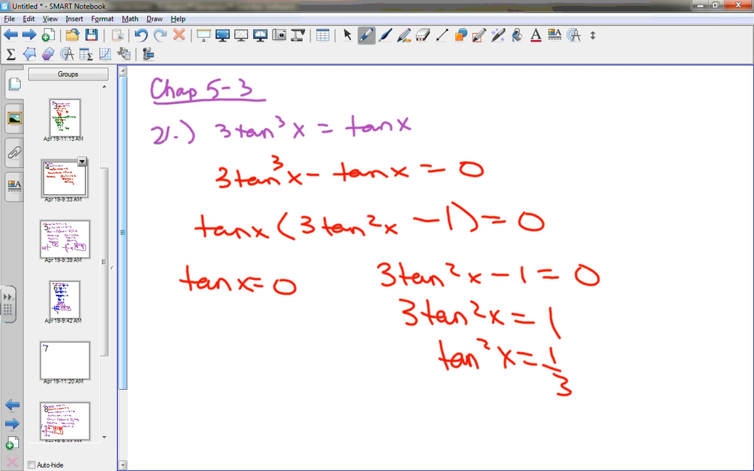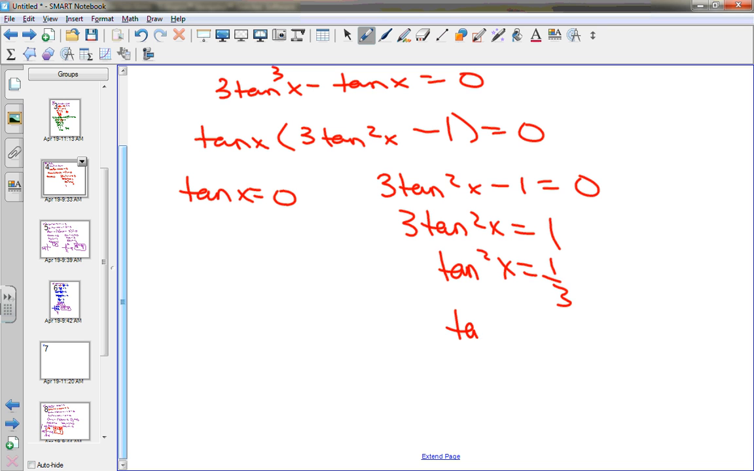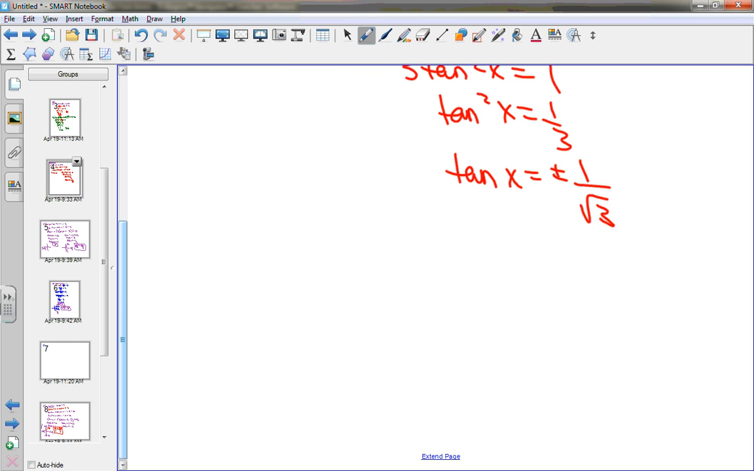Now how do I get rid of that squared concept? I'm going to square root both of those, so I have the tan of x is equal to plus or minus 1 over square root of 3. Do I like that? I enjoy it. I don't, because it's not rationalized. So the tangent of x is going to be plus or minus the square root of 3 over 3. So I want to know what angles on the unit circle have a tangent of plus or minus the square root of 3 over 3. Get out your hand in the unit circle, and which angle has a tangent of the square root of 3 over 3?